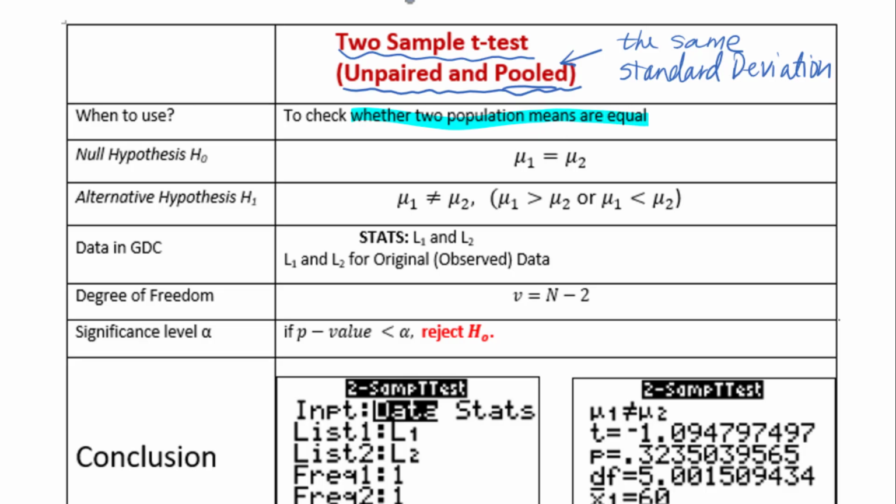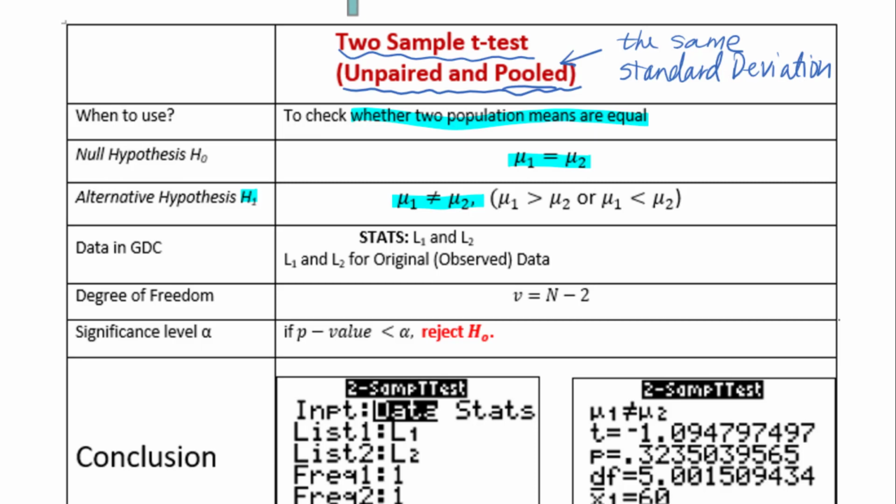Therefore, for null hypothesis H0, we always use mu1 equals mu2. The two population means are equal. Alternative hypothesis H1. Most likely, we use mu1 not equal to mu2. But sometimes we use mu1 greater than mu2 or mu1 less than mu2 based on the context.